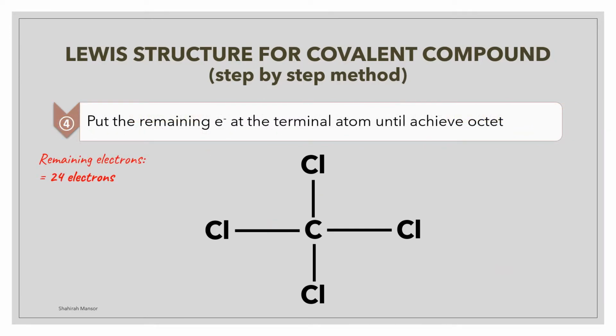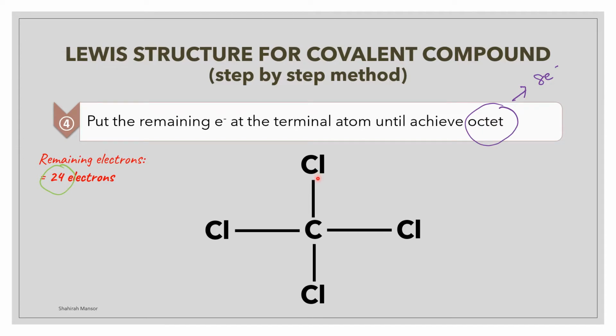How many remaining electrons do we have? We have 24 remaining electrons from the previous calculation. In step 4, you have to put the remaining electrons at the terminal atom until they achieve octet. So berapakah elektron untuk mencapai oktet? Maksudnya kita kena ada sebanyak 8 elektron pada setiap terminal atom. So in this case, this chlorine already has 2 electrons from the bonding. So untuk mencapai oktet iaitu 8 elektron, klorin masih perlukan sebanyak 6 elektron.